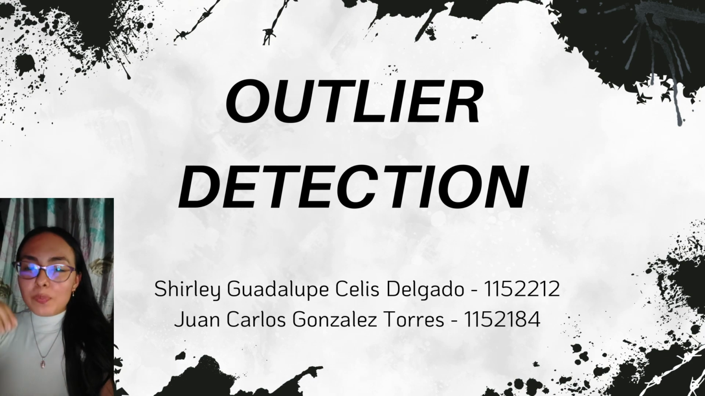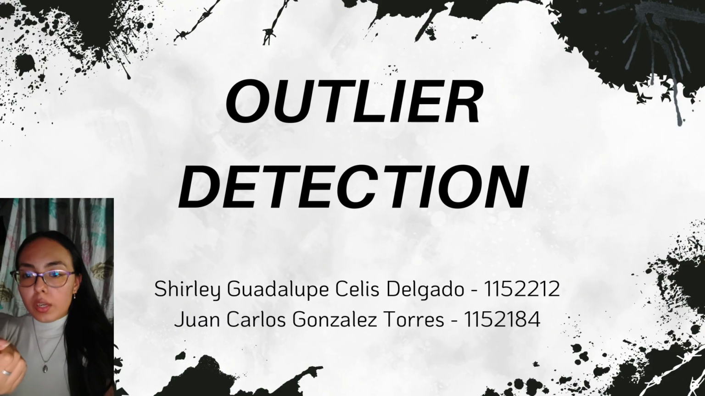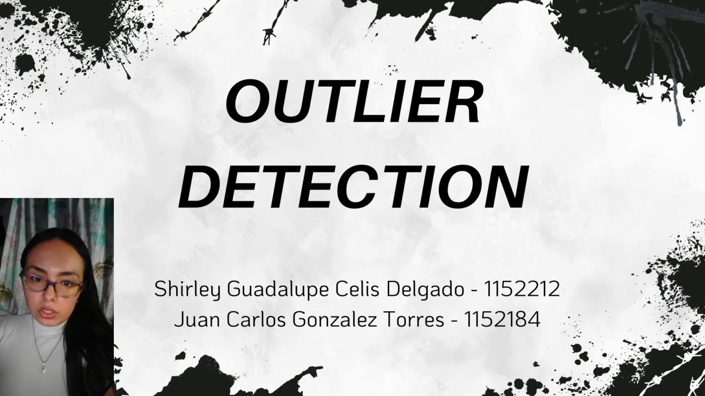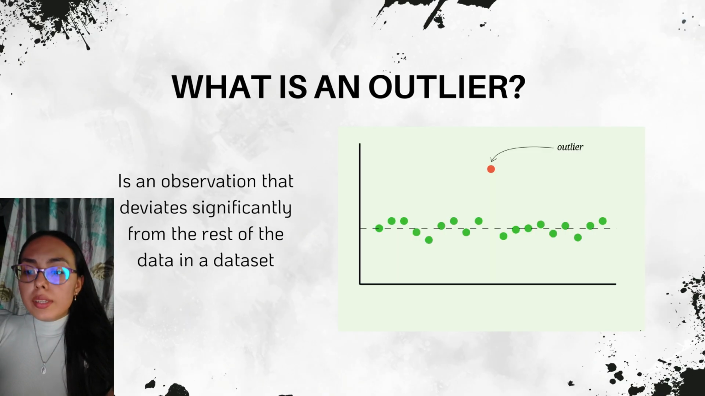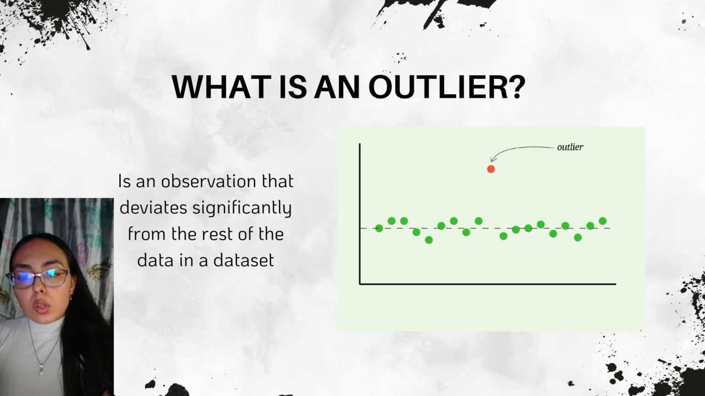Hi everybody, today we are going to present the following topic: Outlier Detection. First, what is an outlier? Well, it's an observation that deviates significantly from the rest of the data in a dataset.